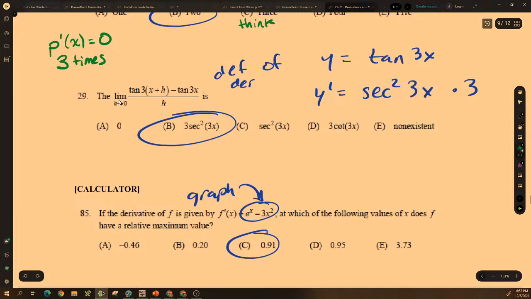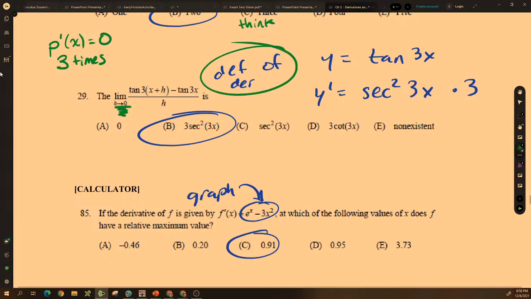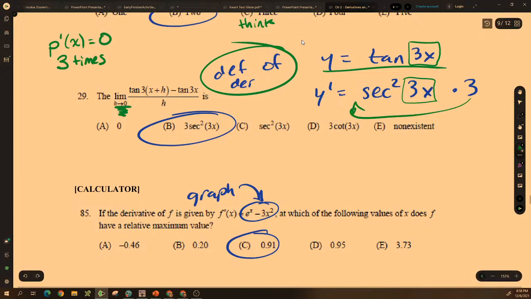Next up, I see this limit as h approaches 0. Every single time I see limit as h approaches 0, my first thought needs to be definition of the derivative. So this is the definition of the derivative. And this is just the general form, right? I don't have anything that I'm plugging in for x. It's just the definition of the derivative for y equals tangent of 3x. It's like tangent of box. The derivative of tangent, we need to memorize, is secant squared of the box times the derivative of the box, which is 3. So they just brought the 3 up to the front, and the answer is 3 secant squared of 3x.